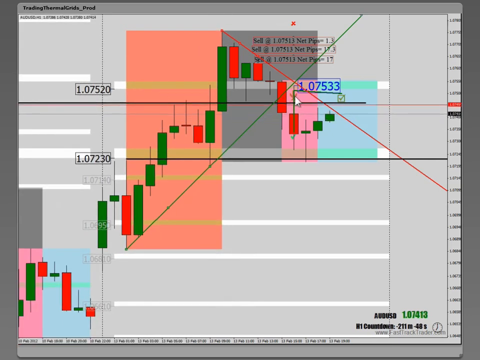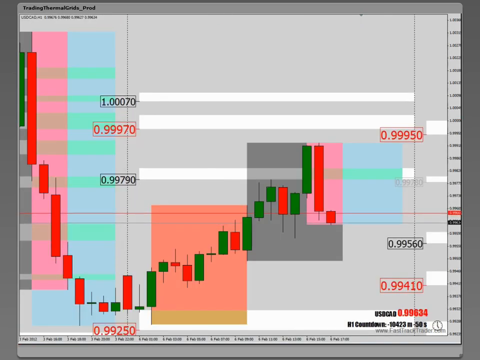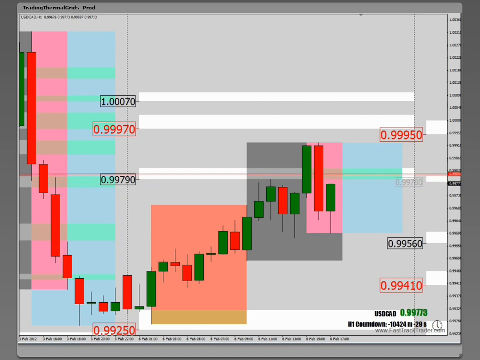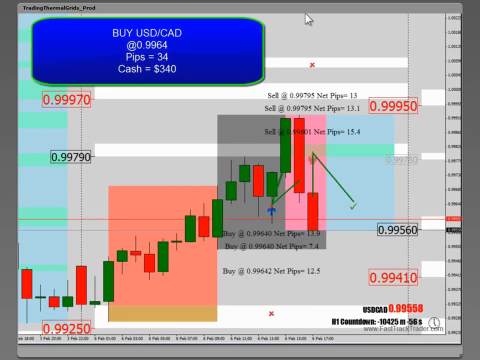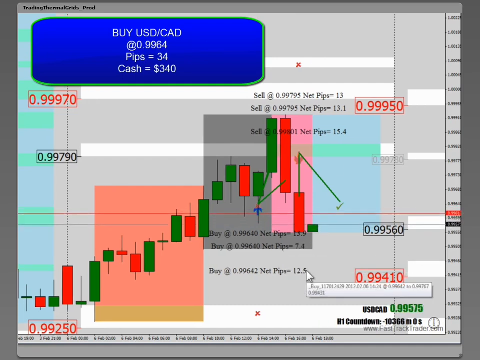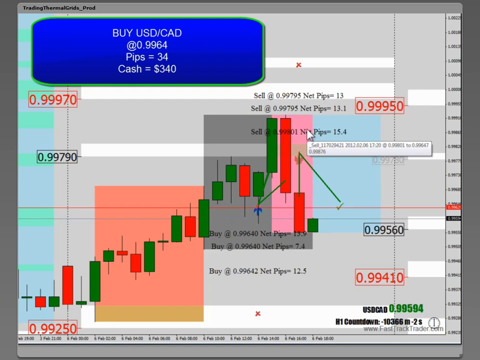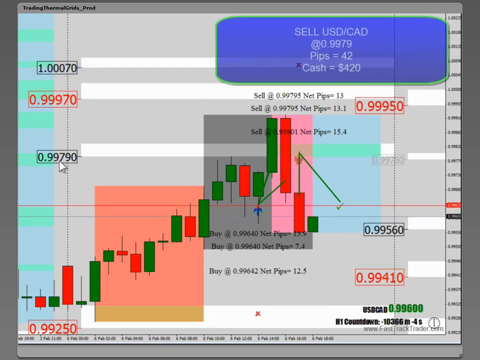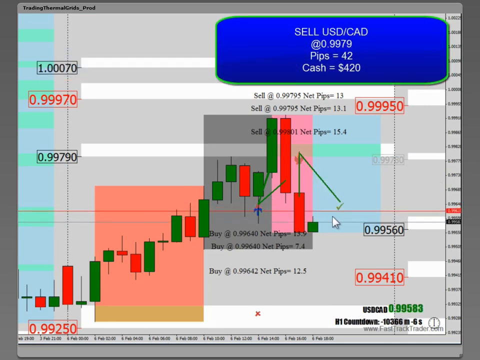Let's switch over to the US CAD. You'll see it interacting with this grid. See how it comes up to the grids. Let's take a quick scan of 99.79. Fast forward to see what happens. We did two trades here. Initially we did a buy at 99.64, took off 34 pips for $340. Then we flipped it to a sell at 99.79, took off 42 pips for $420. Very powerful. You know where these grids are.